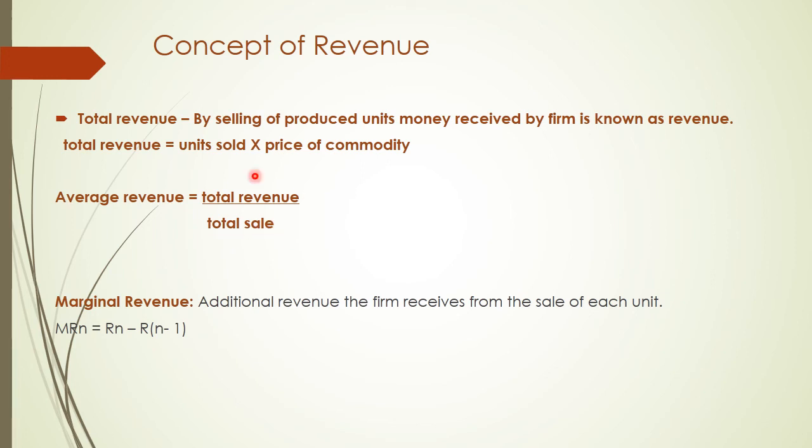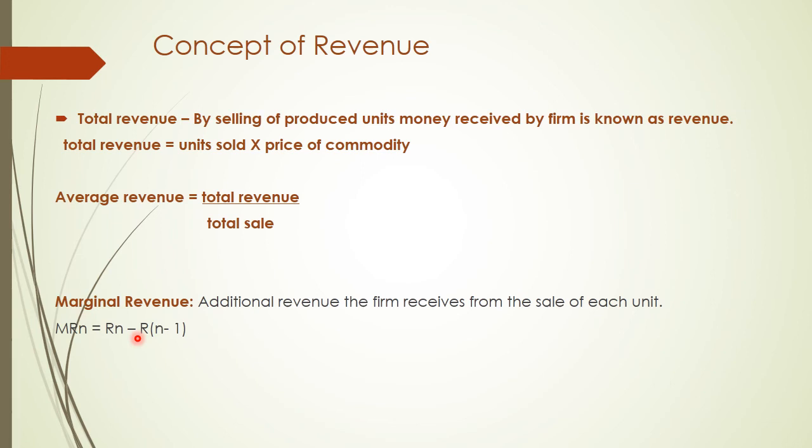Now what is the formula for average revenue? That is total revenue divided by total sale, or total sale we can also call quantity sold. For example, if a firm has sold 1000 units of pen and total revenue is 50,000, so total revenue is 50,000 and 1000 units he has sold, then 50,000 divided by 1000, so your average revenue is rupees 50.